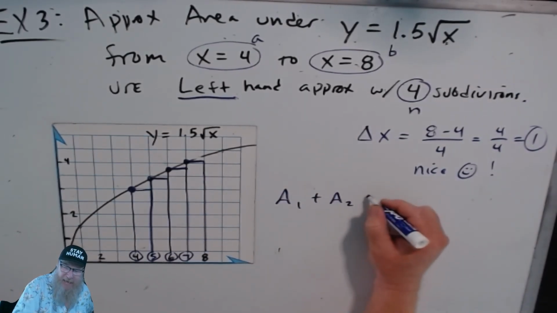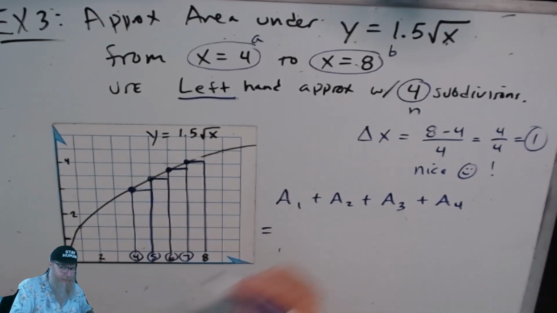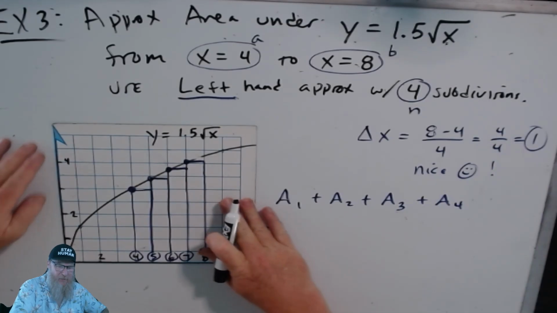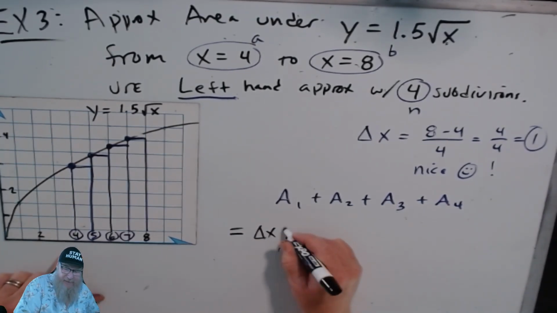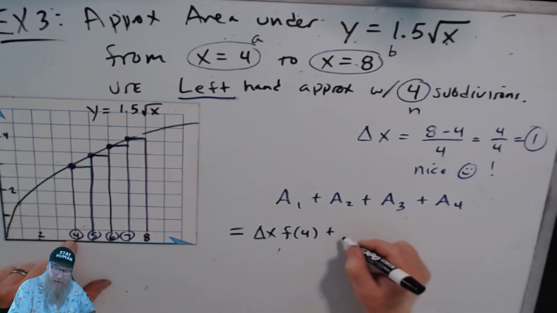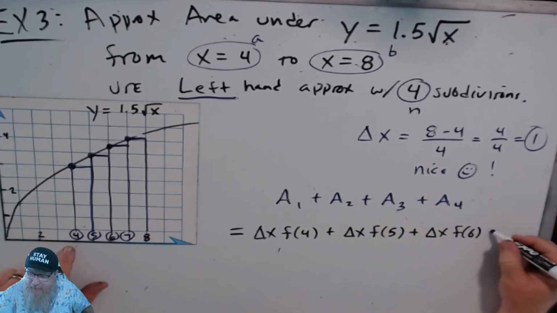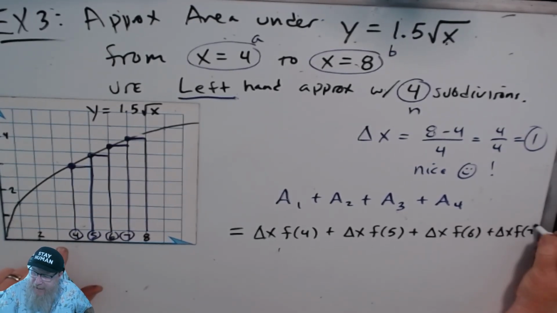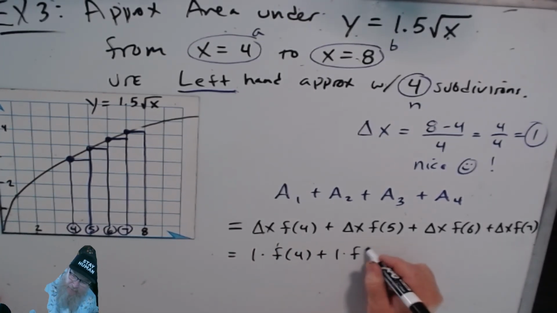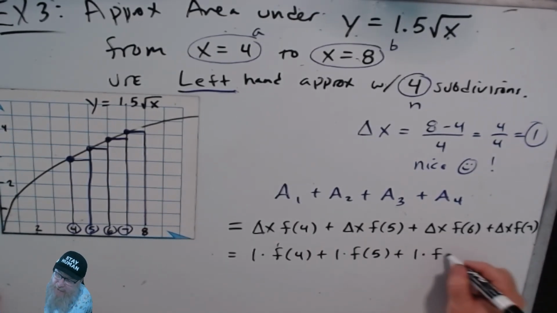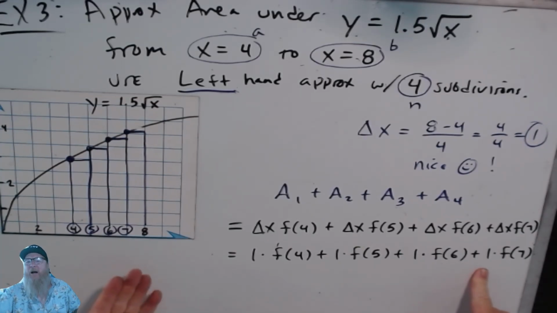So I've got A1 plus A2 plus A3 plus A4. I'm getting pretty good at this now. The delta x's are always 1. I'm going to write them down anyway, though. So delta x f of 4 plus delta x f of 5, etc., etc. Delta x f of 6, delta x f of 7. The delta x's are all 1. I don't even know why I'm writing them, because they're all 1. I would write them just so that you know they're there, because they won't always be 1.